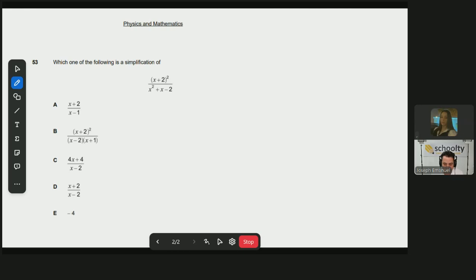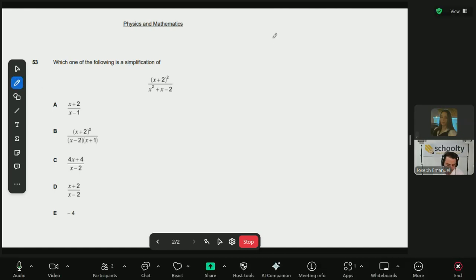Okay, let's go. Which one of the following is the simplification of this equation right here? Okay, let's simplify it. As usual, we are going to use some relevant equations, rules, to remember them.